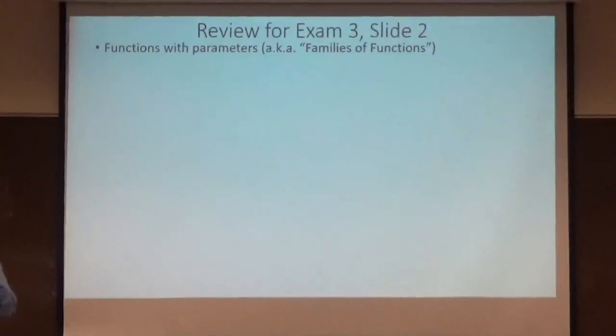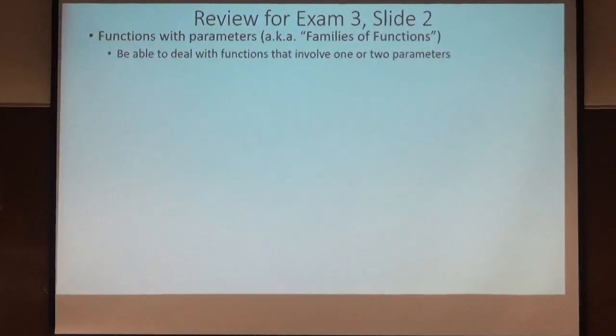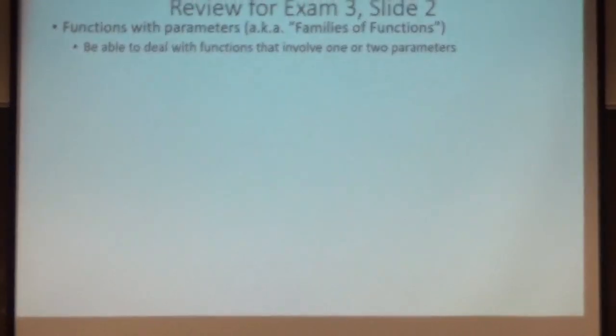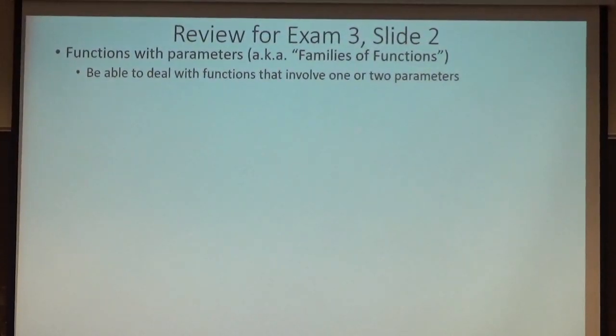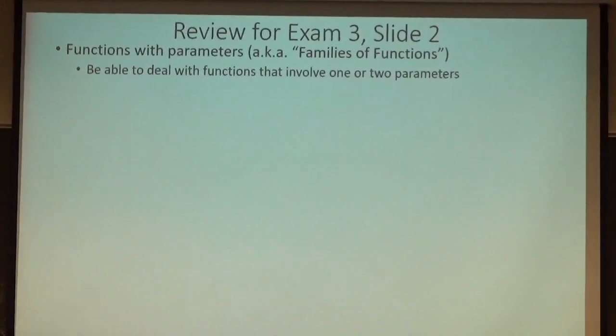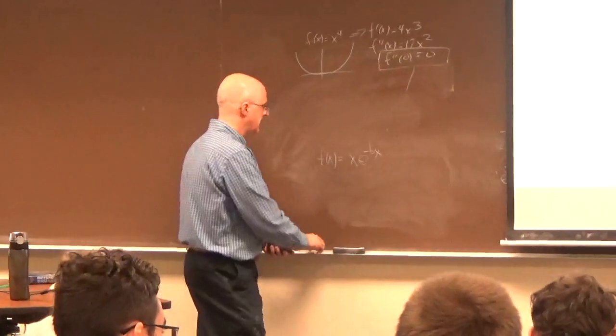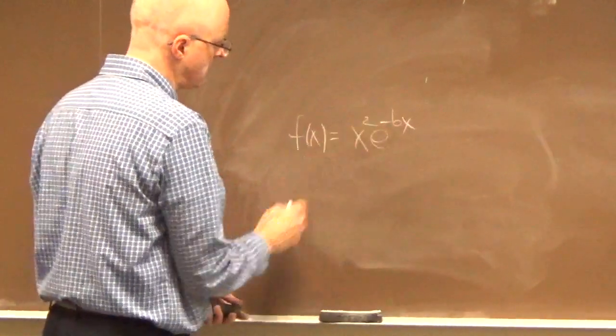Functions with parameters, families of functions. Be able to deal with this, with 1 or 2 parameters. There's an old exam question, for example, where the parameter, I believe, was called b or something like that. And I think the function is like this or something. And you're trying to figure out how the inflection point, or the critical point depends on b. And the critical point is the local max. It might have been x squared there, I forgot.